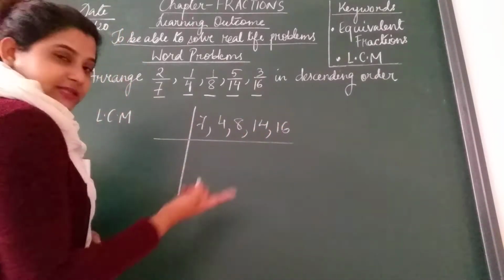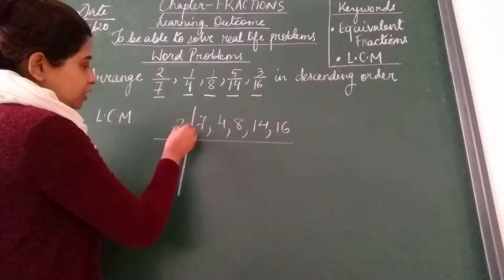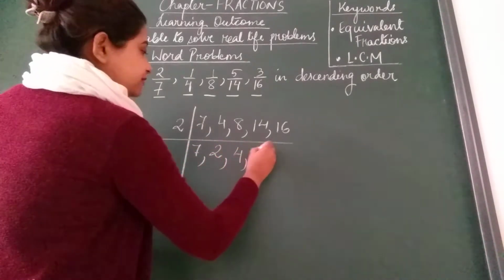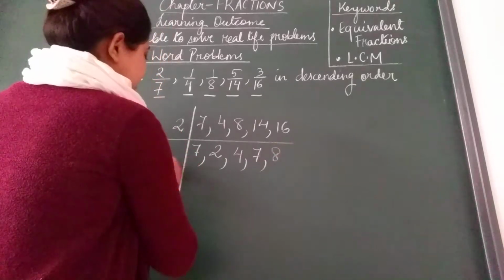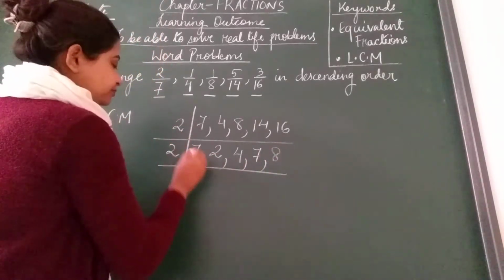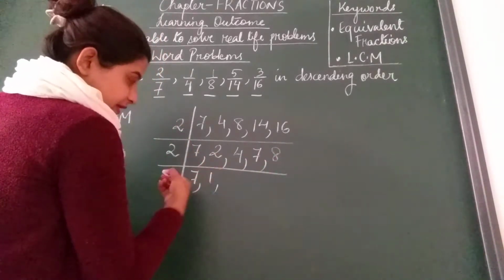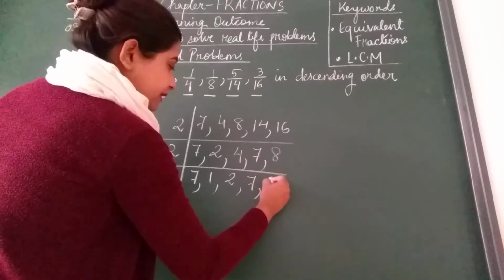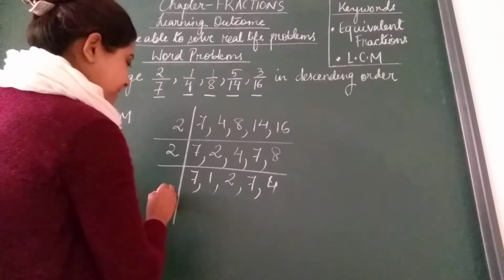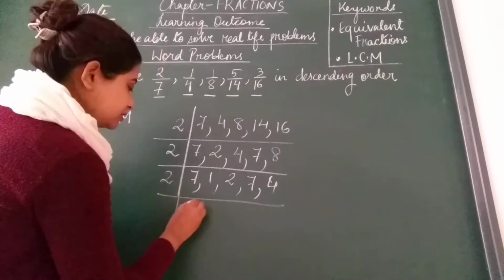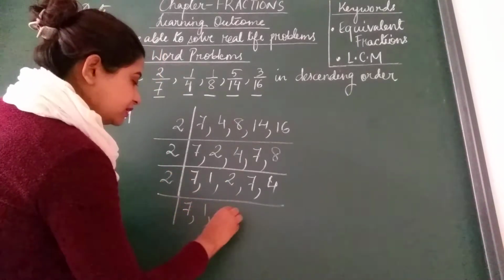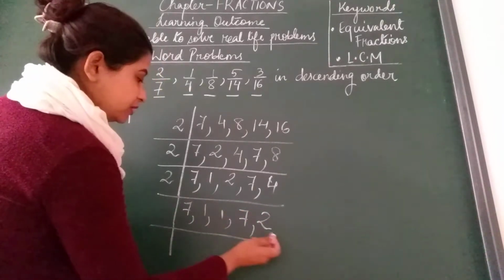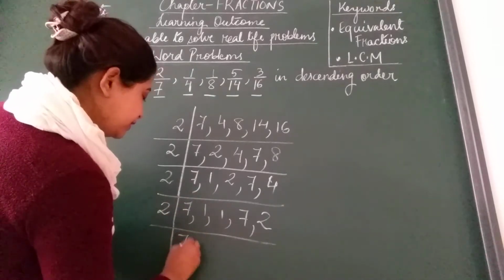Alright, so let's begin with 2. 2 will not divide 7, will divide 4, will divide 8, will divide this and this. Again with 2: will not divide 7, will divide 2, will divide 4, will divide 8. Again 2, will not divide 7. The 2 has not ended yet, so we will keep on doing it with 2.